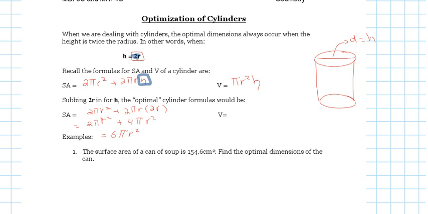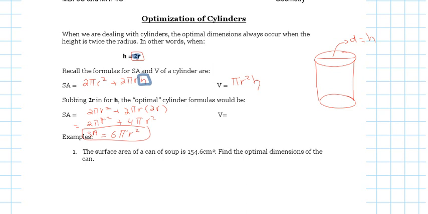So instead of using this formula that has radius and height, now I have a formula that will only have the radius in it. You see that now the surface area of the optimal shape only has the radius. Why do I only want the radius? Because then I can isolate. If I know the surface area, I can find the radius. And then once I find the radius, I'll deal with the height. Okay?